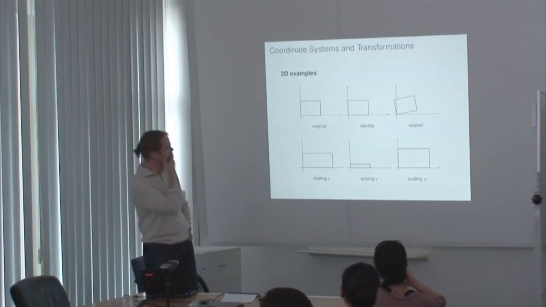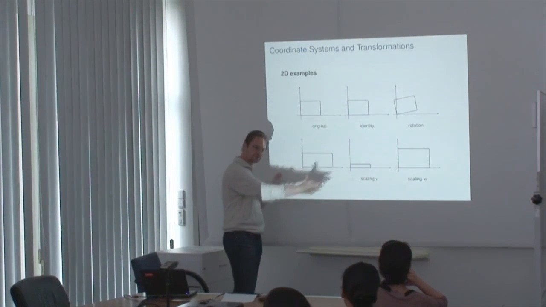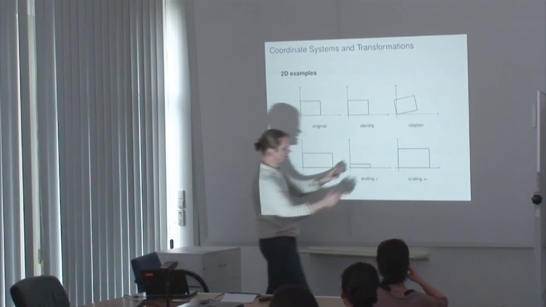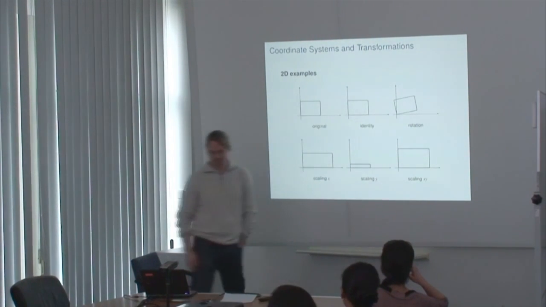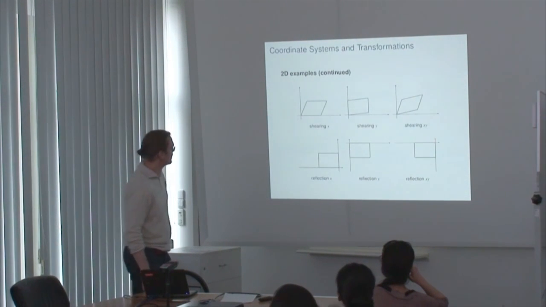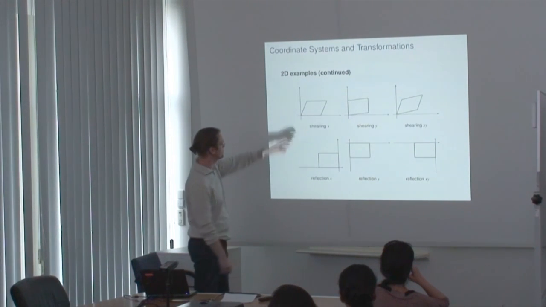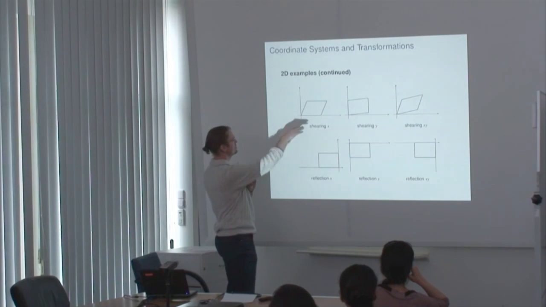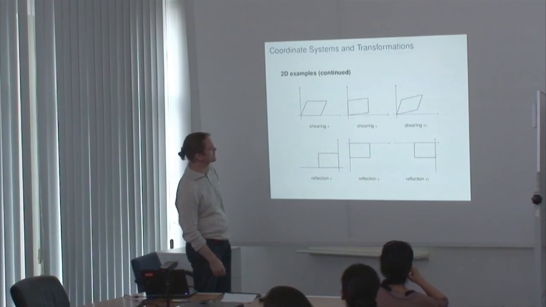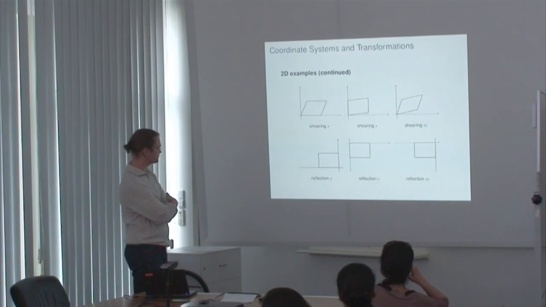Right? Now, we can rotate things, we can scale things along one of the axes, we can scale things along the other axis, we can scale things along both axes. All of these are examples of what we call affine transformations. We may shear things, so the object would look like this if we shear it along the x-axis. This is a shearing operation along the y-axis. We can do this with respect to both axes.